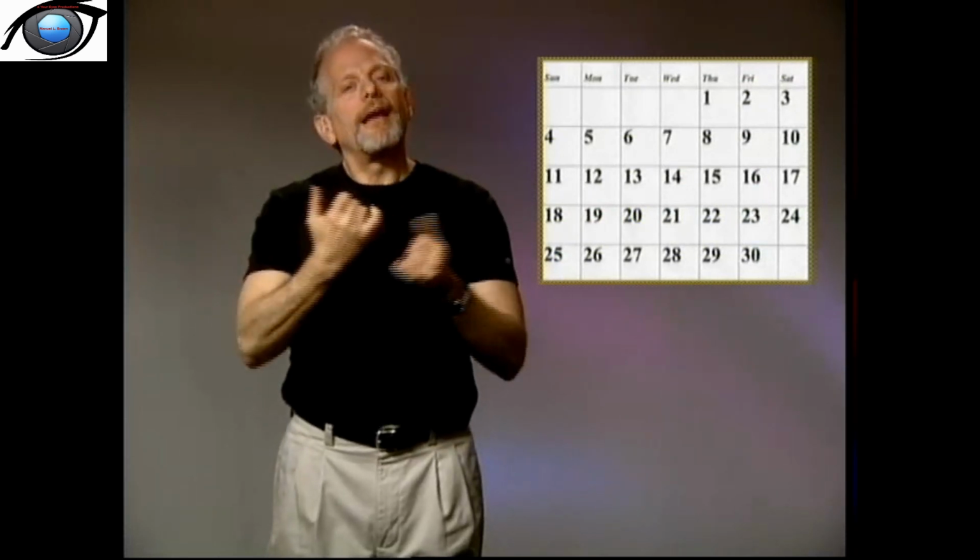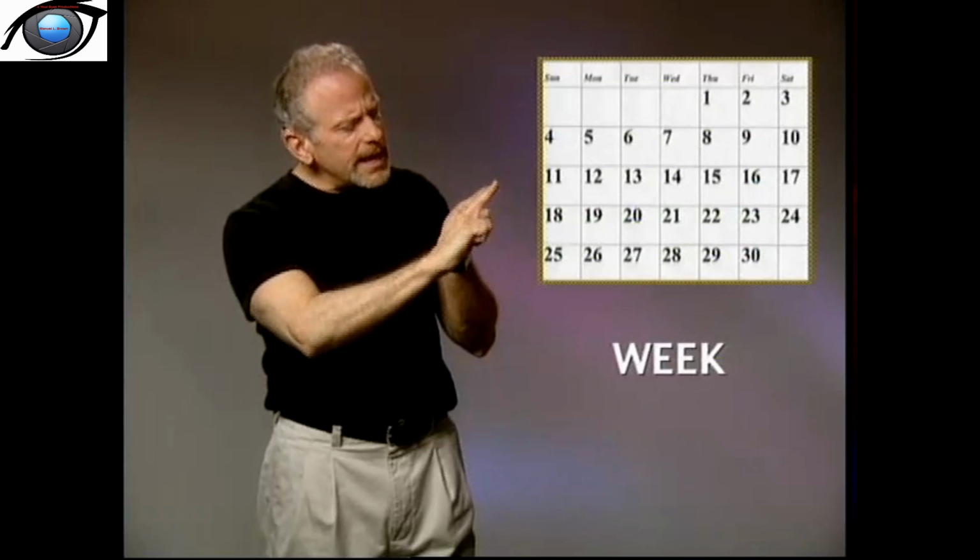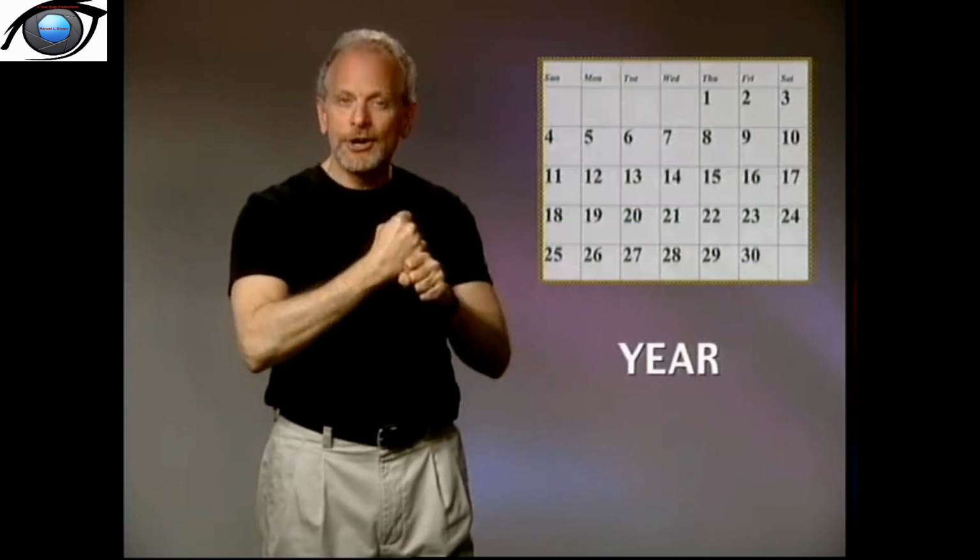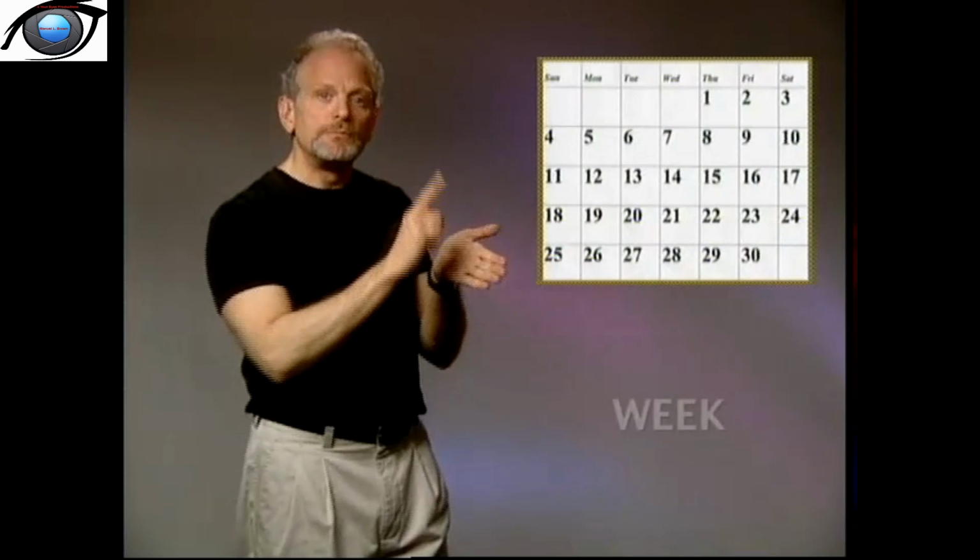Year. Now that you know the basics, week, month, year, I am going to show you how to incorporate numbers into them. Let's review the numbers from 1 to 5. Ready? 1, 2, 3, 4, 5. Remember? Now, let's put the calendar and the numbers together.